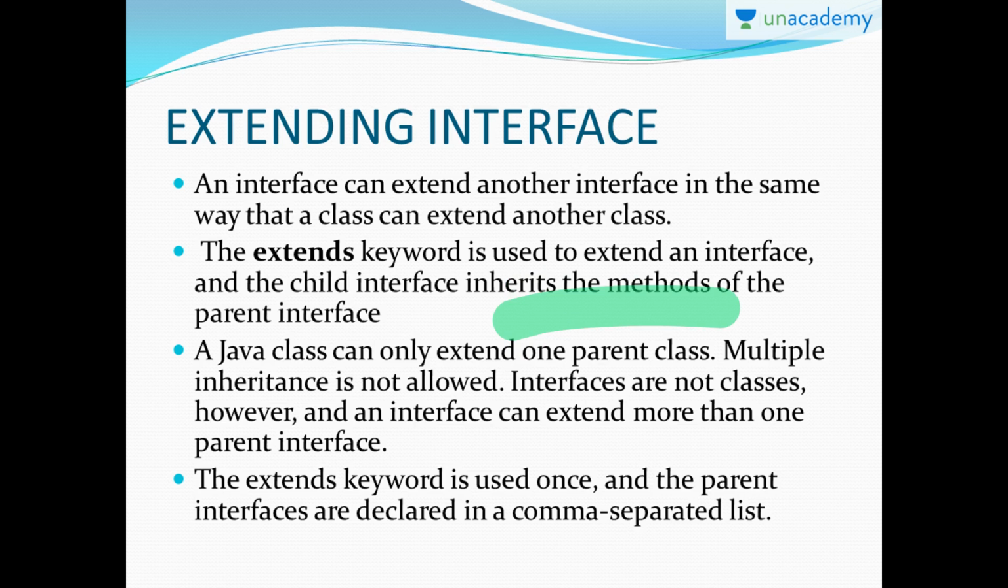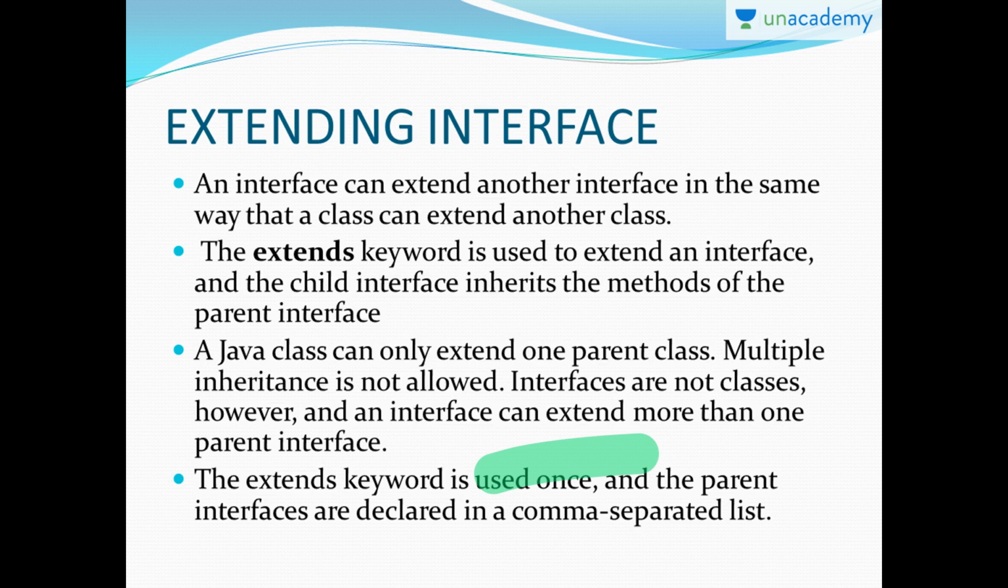The parent interface is inherited by the child interface using the extends keyword, to inherit the methods of the parent interface. Basically a Java class can only extend one parent class, multiple inheritance is not allowed, whereas in interfaces multiple inheritance is allowed. That is, there could be multiple parent interfaces. As I've told you all earlier, multiple inheritance would not be supported for classes, whereas for interfaces it can be. That is the concept here.